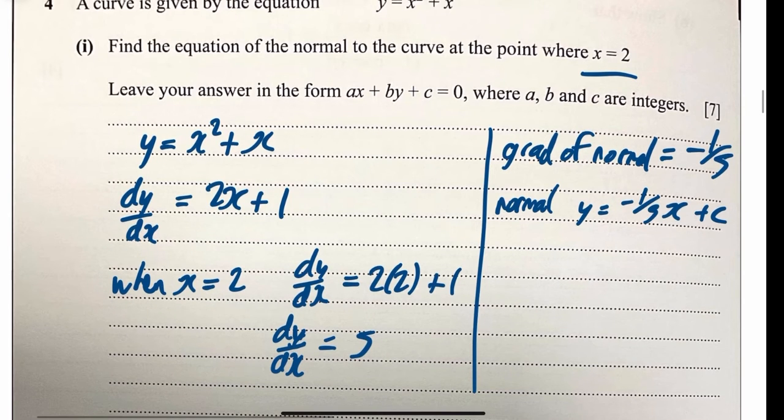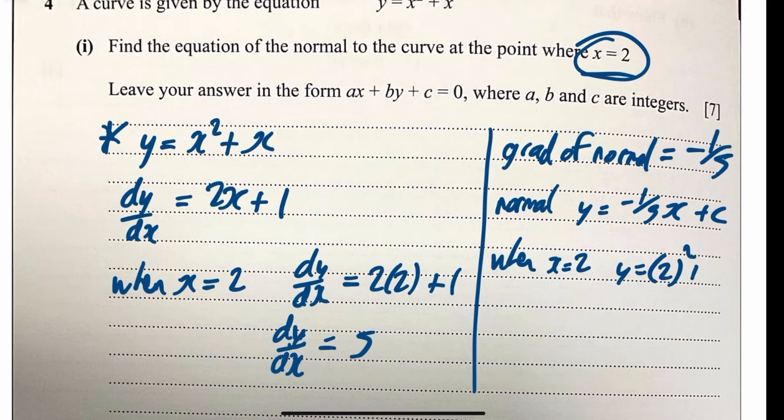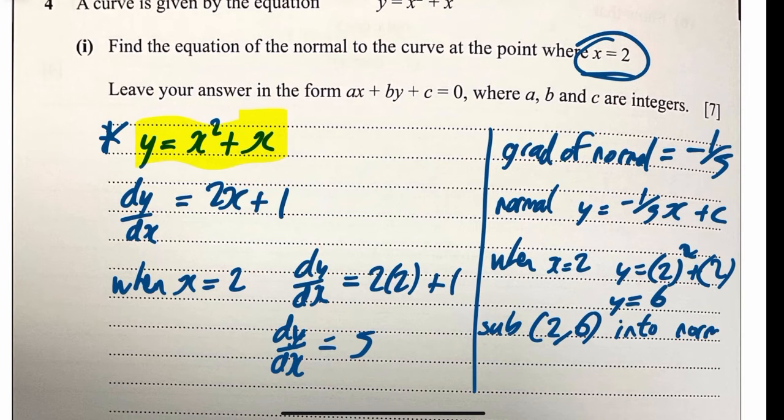Okay, how we're going to find our c is we're going to put our value x equals 2 into this equation for your y. And then that'll give you a point, which will then allow us to find our value c. So we just say when x equals 2, y is equal to 2 squared plus 2. So remember that was just putting it into this equation over here. And that gives you, 2 squared is 4 plus 2 gives you 6. So now what we're going to do is sub 6 into the normal equation and see what we get for our c.